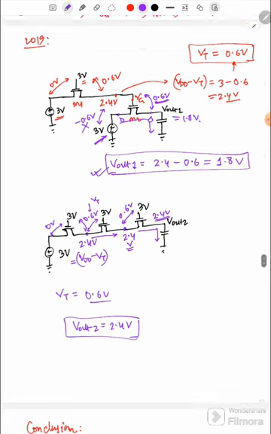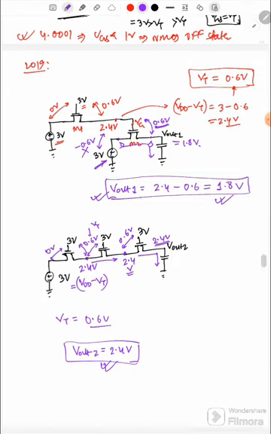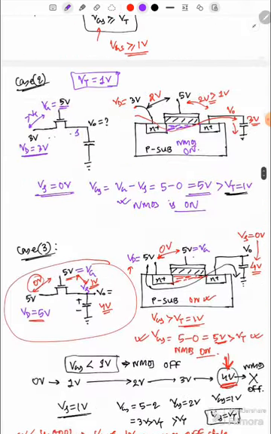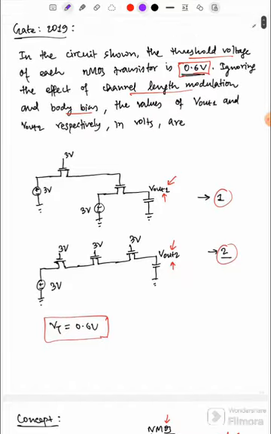So Vout1 equals 1.8 volt, Vout2 equals 2.4 volt. I hope the concept is clear now. This is a very important concept for gate.